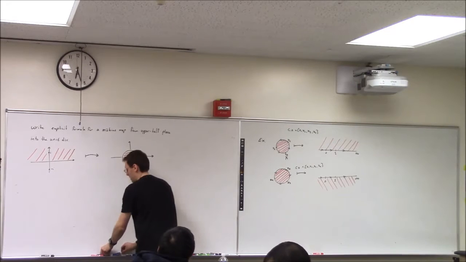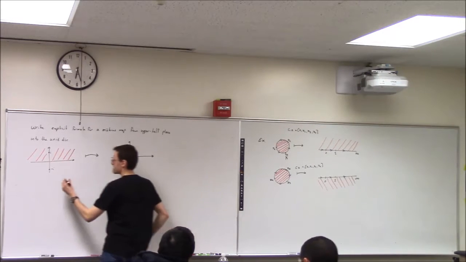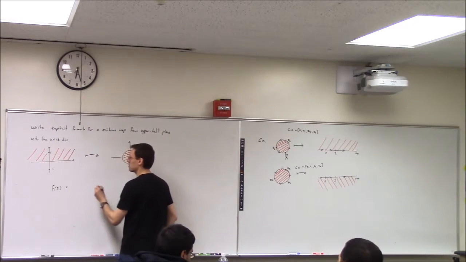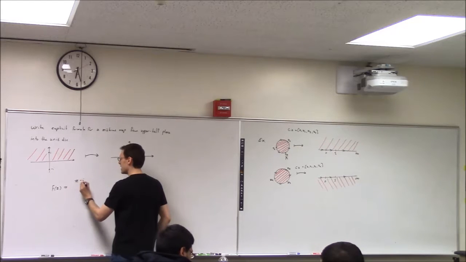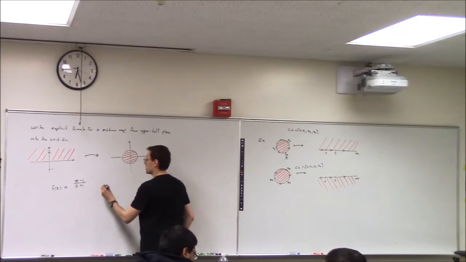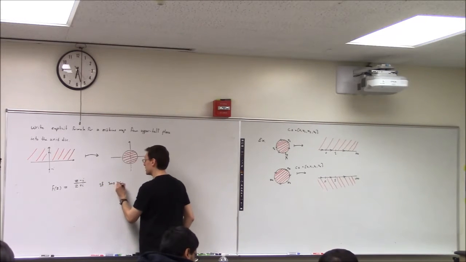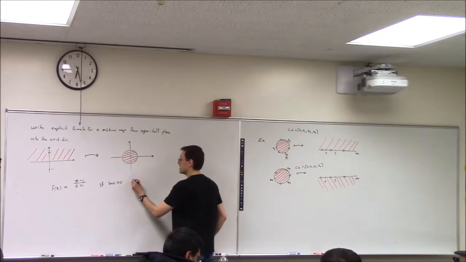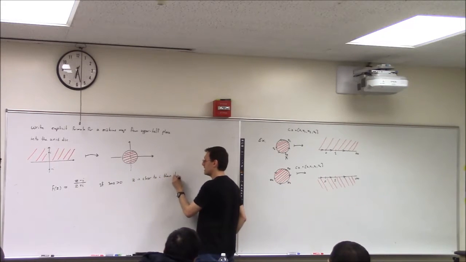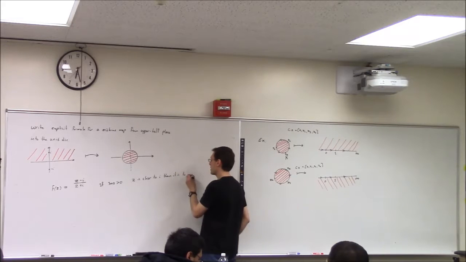And then I have the map f of z equal to z minus I divided by z plus I. Now why would that work? Let's look at the modulus of this. If the imaginary part of z is bigger than 0, z is closer to I than it is to minus I.